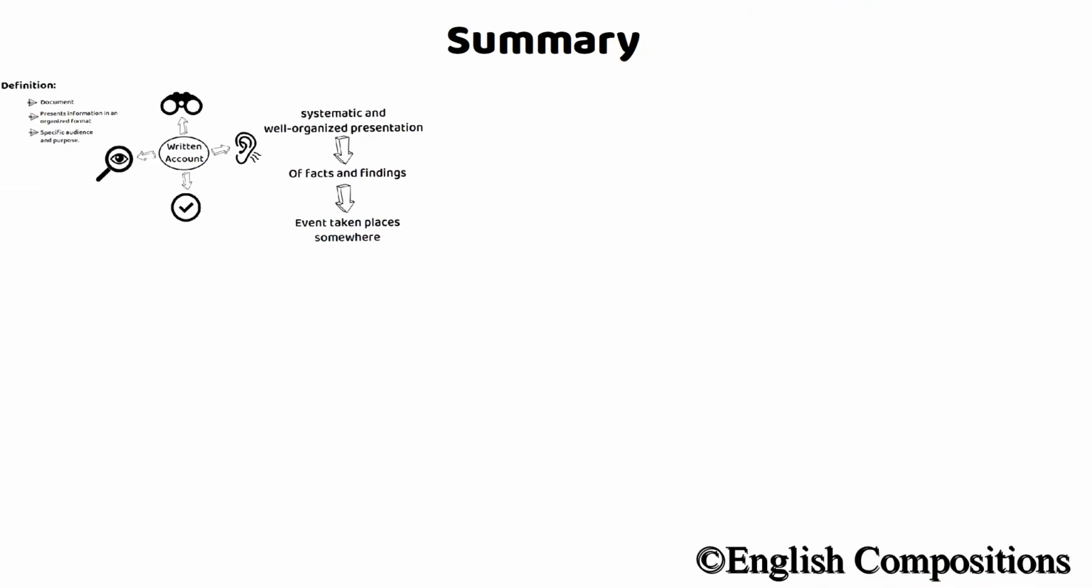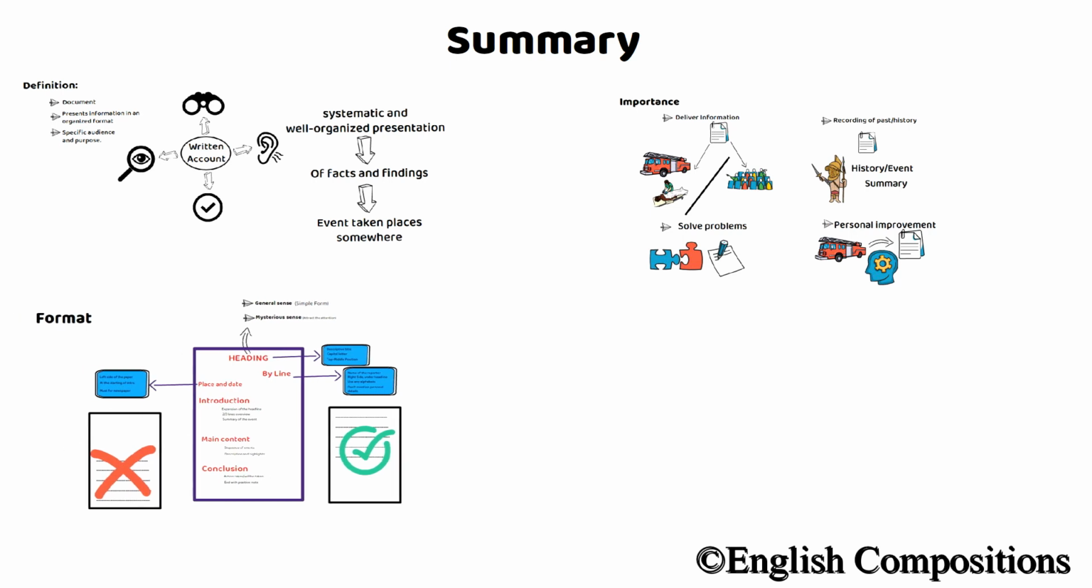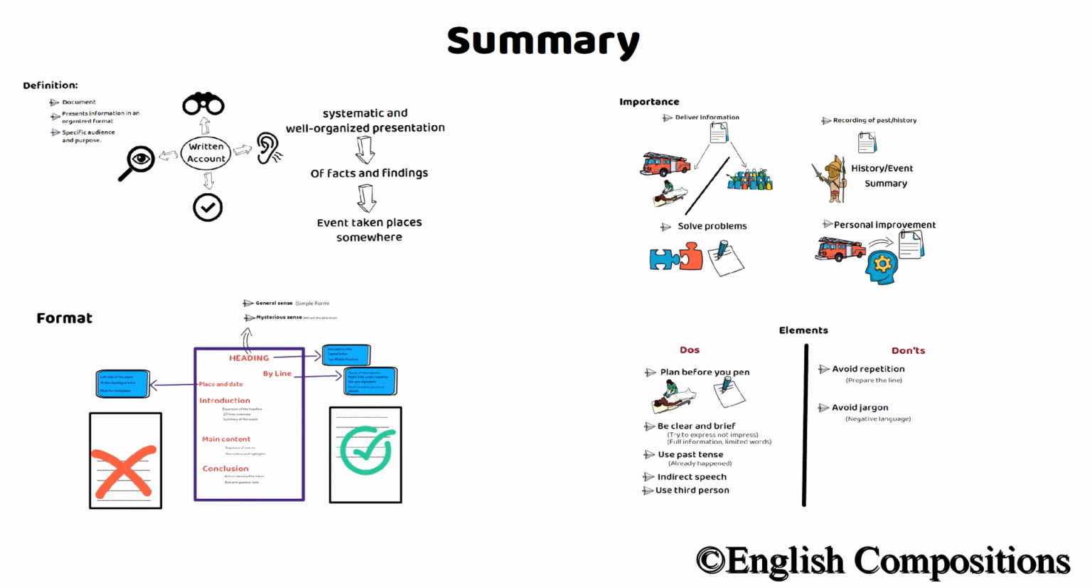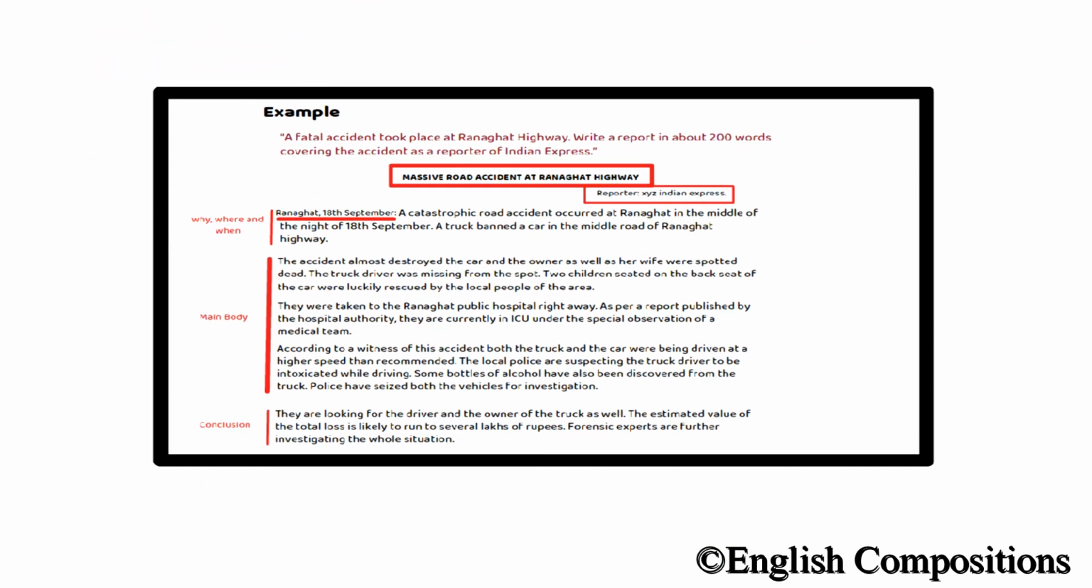So let's summarize the lecture. First, we need to know the definition. Next, the importance. Then, the format. That is one of the most important things. Then, the do's and don'ts, or the elements. You can say both. And last, the example to help you remember all the points and help you write a perfect report.